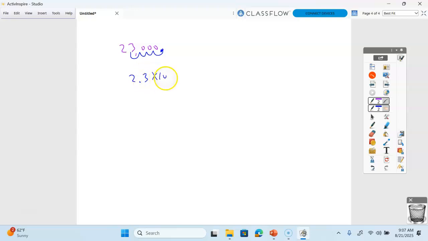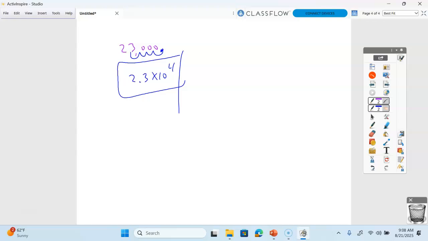How many places did I move it? 4. 4. That's how you write scientific notation. 1, 2, 3, 4. Is that okay? Yeah. Okay. Easy or is it easy? Okay. Then you're going to do the next one for me, almost without me helping you at all.